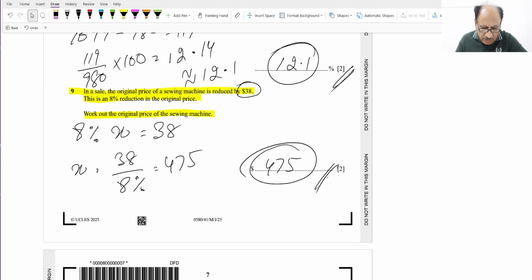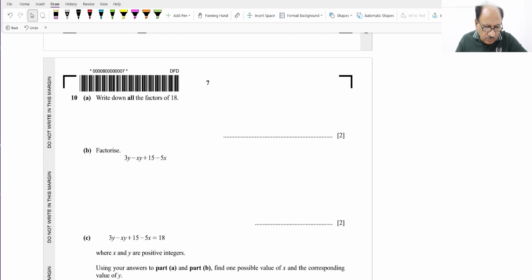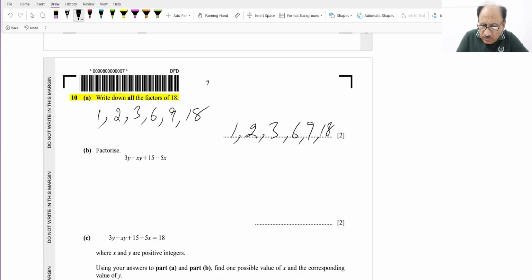This is also done. Further, we can go to question number 10, and question number 10 says write down all the factors of 18. So the tables in which 18 is coming: 1, 2, 3, 6, 9 and 18. So these are all the factors, 1, 2, 3, 6, 9, and 18, and this is for 2 marks.